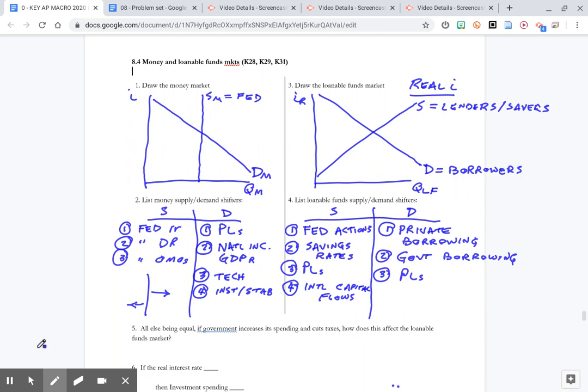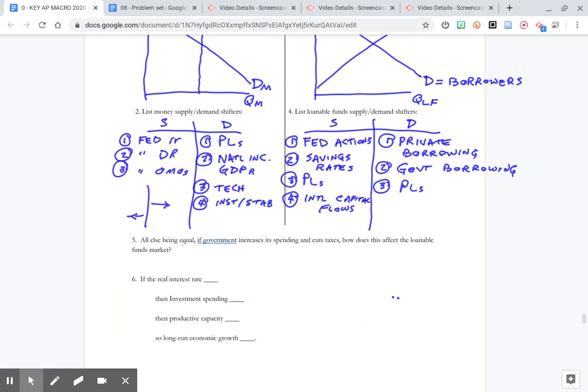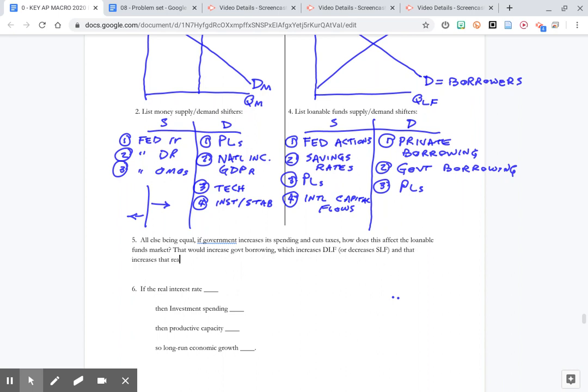Okay, so now we're going to switch back to the typing here a little bit, and the last little bit of these questions. All else being equal, if the government increases spending and cuts taxes, how does it affect the loanable funds market? Well, that would increase government borrowing, which increases demand for loanable funds. Now, in class we said it decreases the supply of loanable funds, so you could say that too. And that increases the real interest rate.